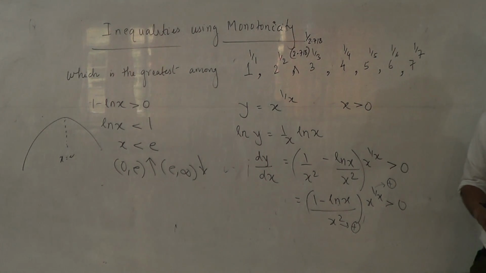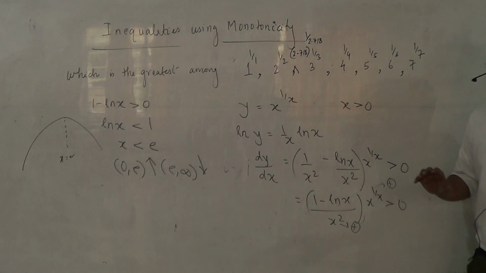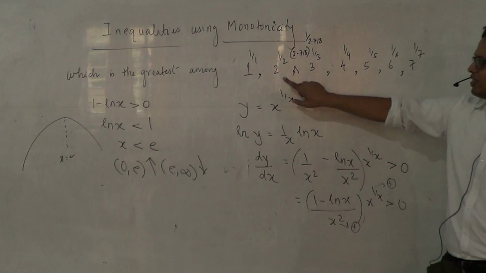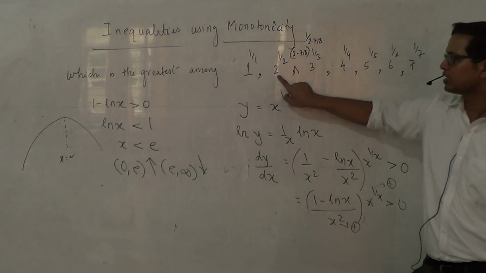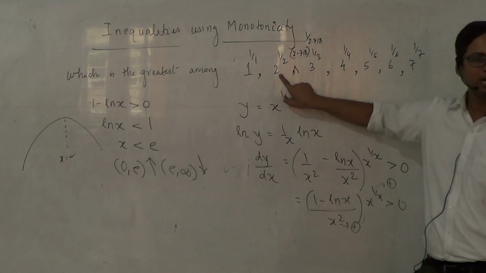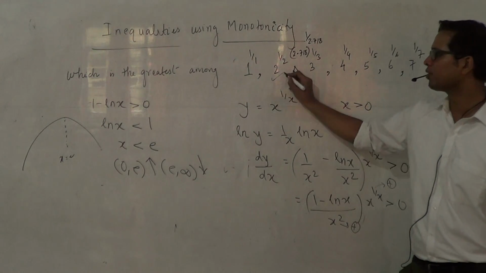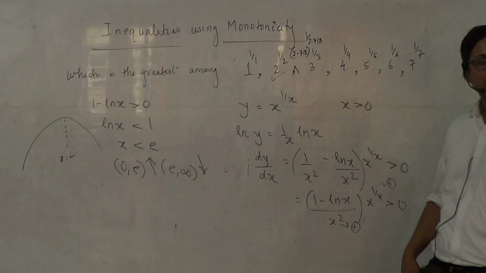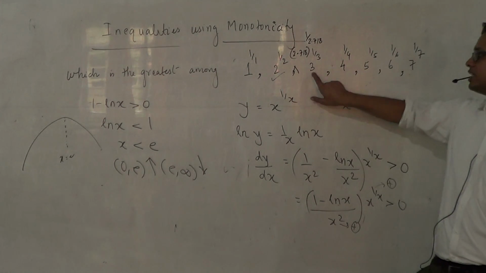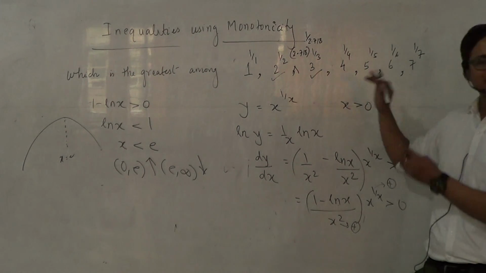Isn't 4 to the power 1 by 4 the same thing as 2 to the power 1 by 2? Hold on, we'll come to that. Now, if the function is increasing before e, which one will have higher value, this one or this one? 2 to the power 1 by 2. So on the left side of e, this will have more value. Correct? Now the function is decreasing after e. So which one will have more value, 3 to the power 1 by 3 or 4 to the power 1 by 4? This will be the winner on the right side.